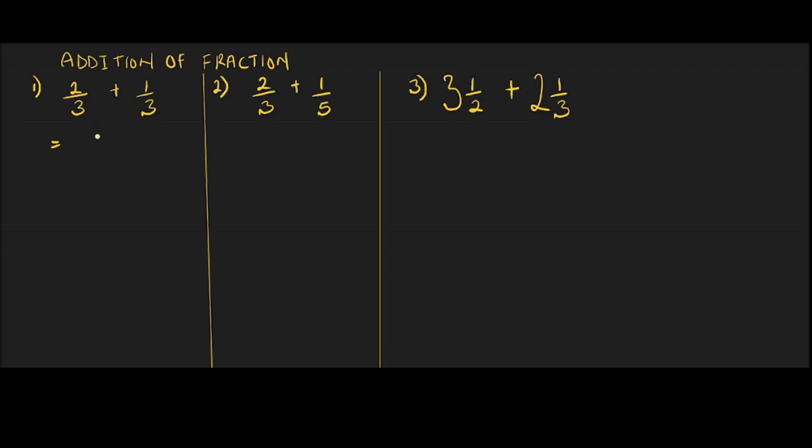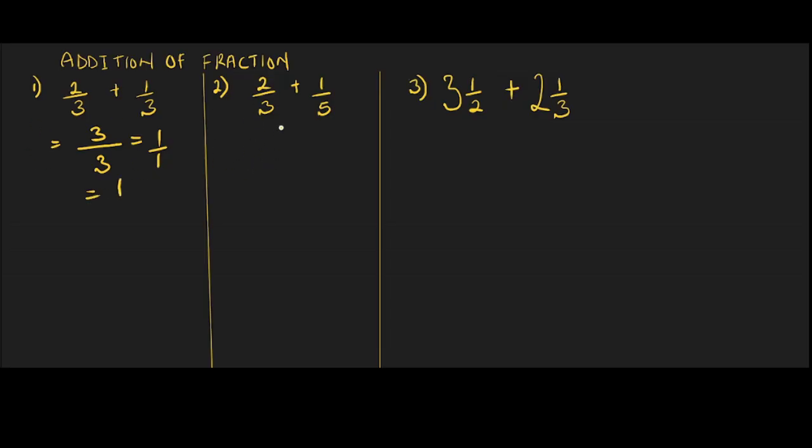In this case, what we do is just add the numerators. The denominator is 3, so we just write 3. Add the numerators, 2 plus 1, is 3. Then we have 3 over 3, that's 1 over 1, which is also the same thing as 1.